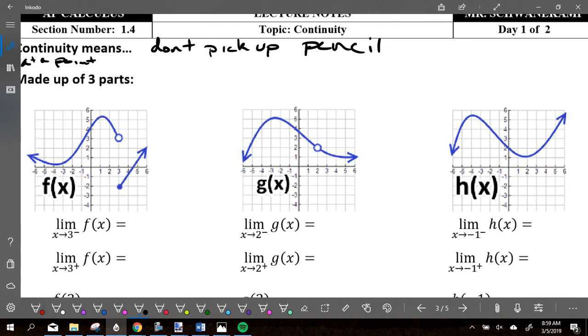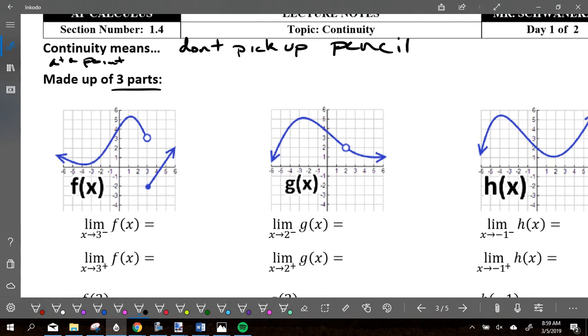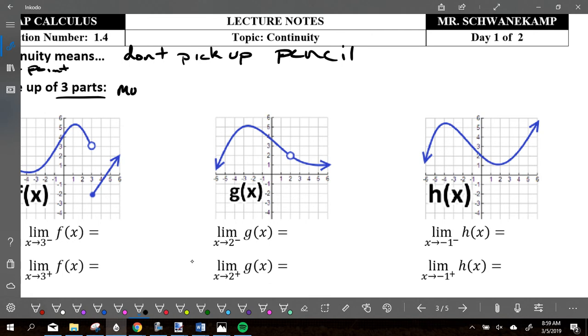And so for us, when we talk about continuity, it's made up of three parts. And we're talking about continuity at a point. So like at 2, this graph is continuous. Right? For this F graph, it is not continuous at 3. That's what we're describing. So in order to be continuous, it's made up of three parts. You must have a limit.